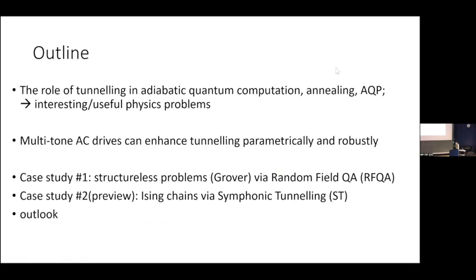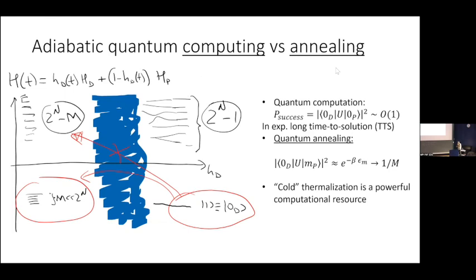the intended outline is for me to give you some general pointers. As an outsider to quantum computing, I find talking about this helpful because that organizes my own thinking. Then I'm going to say a few very simple things about AC perturbations and tunneling, and then I will show results from two case studies.